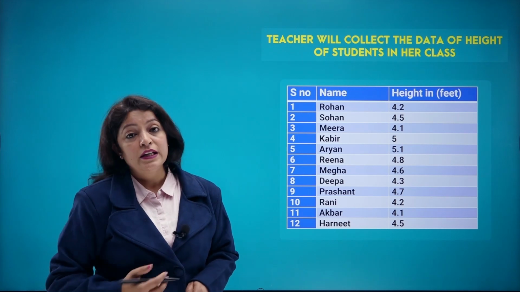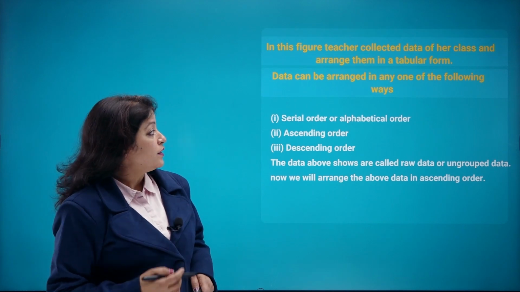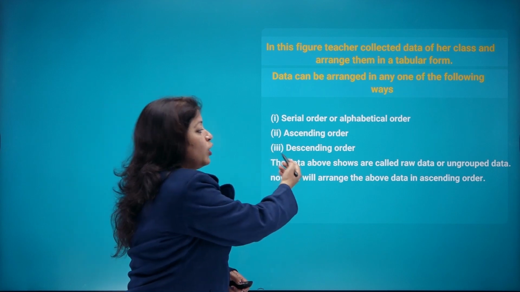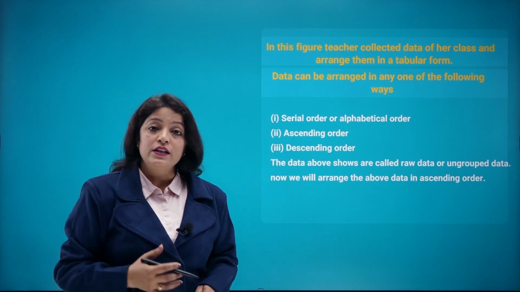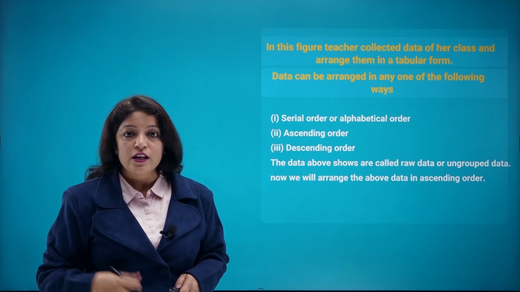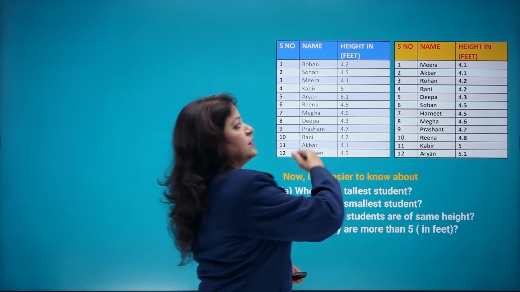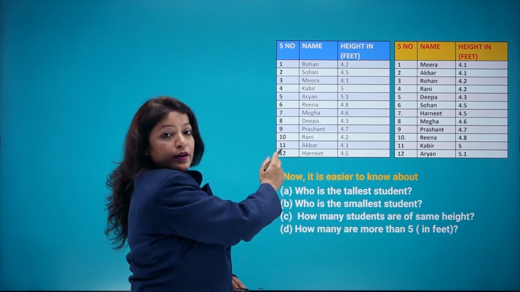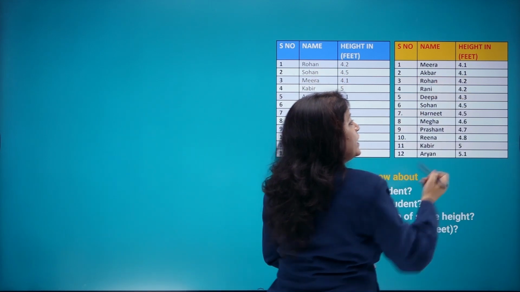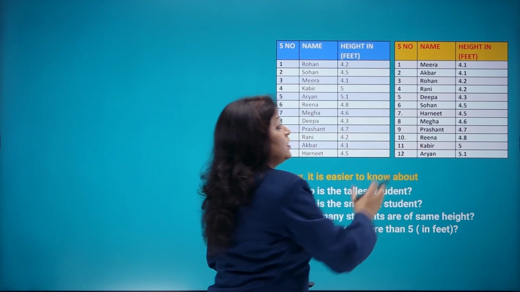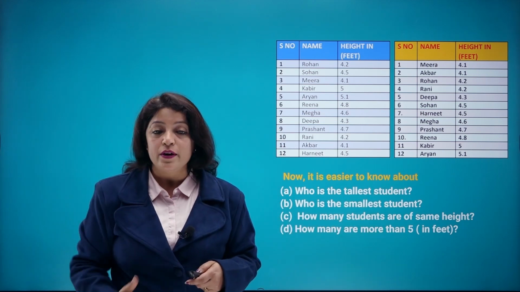Now let us see what we get after arranging the data in ascending order. It can be arranged in serial order, alphabetical order, ascending order or descending order, and once it is arranged, it will not be raw data, right? It will be organized data in that case. So after arranging, let us see the second table. Very clearly you can see in the first that the data are not arranged, so this is raw data. But when it is arranged in ascending order, we get the final result, which is easy for us to compare as well, right?